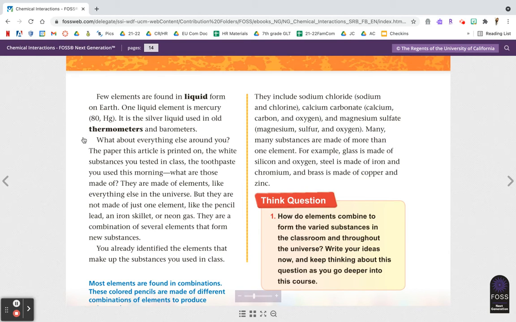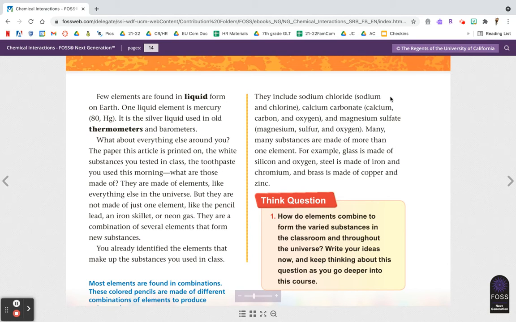What about everything else around you? The paper this article is printed on, the white substances you tested in class, the toothpaste you used this morning. What are those made of? They are made of elements, like everything else in the universe. But they are not made of just one element. Like the pencil lead, an iron skillet, or neon gas, they are a combination of several elements that form new substances. You already identified the elements that make up the substances you used in class.